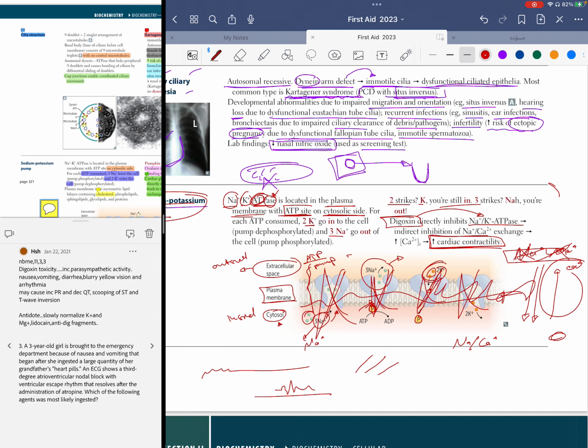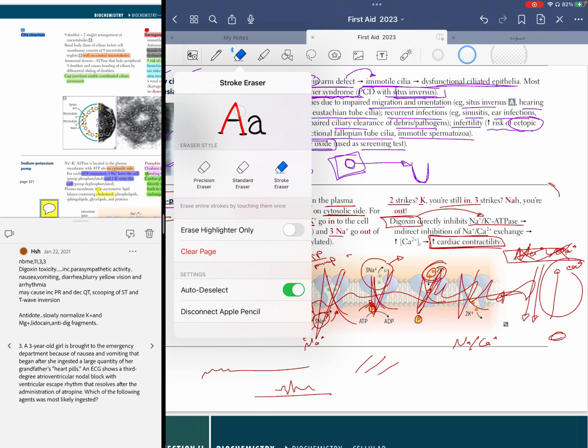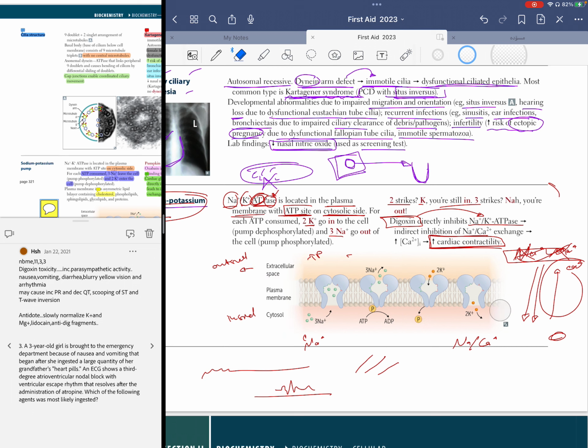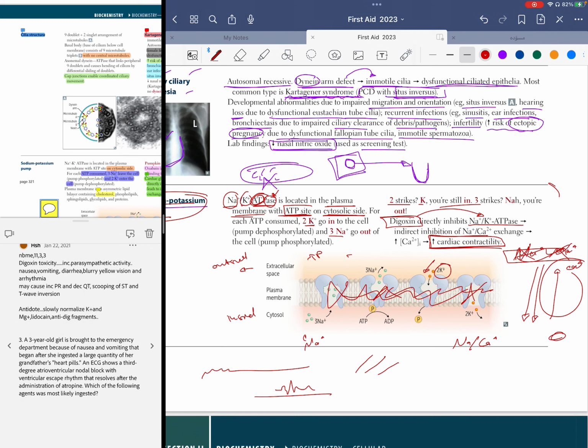The antidote for digoxin is slowly normalizing potassium and magnesium, plus lidocaine, plus anti-digoxin fragments. Slowly normalizing the potassium and magnesium is needed because if we use a lot of digoxin, then we do have a problem with potassium. Potassium cannot go in because this pump is inhibited by digoxin. So we need to normalize potassium and magnesium, and we also use lidocaine and anti-digoxin fragments.